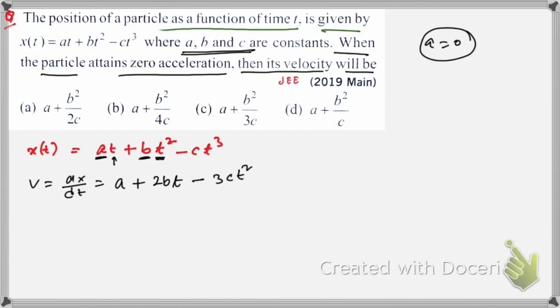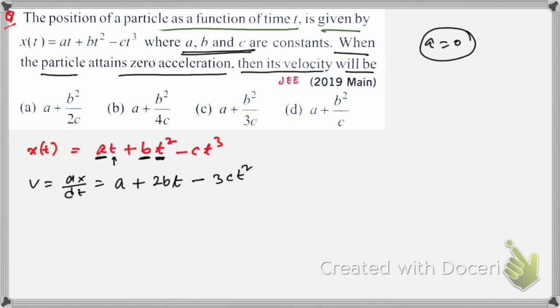I have already given the formula, and I have just applied this one: d/dt of t to the power n is n into t to the power n minus 1. And if you have a constant, you should keep the constant outside the derivative, right? So that is what we are doing, okay?